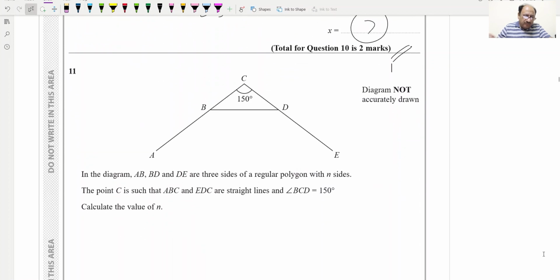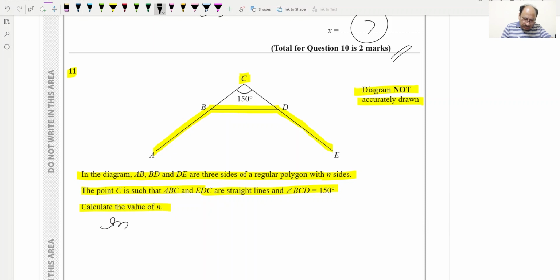Now question number 11. Question 11 says the diagram is not accurately drawn. In the diagram, AB, BD and DE are 3 sides of a regular polygon with n sides. The point C is such that ABC and EDC are straight lines and angle BCD is equal to 150. Calculate the value of n. So we can basically find the exterior angle.